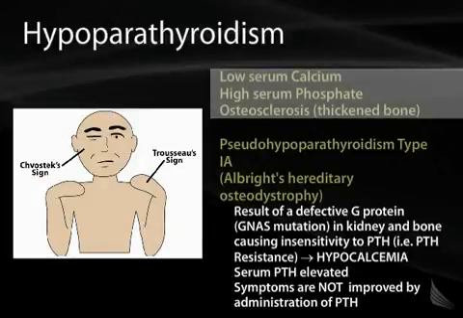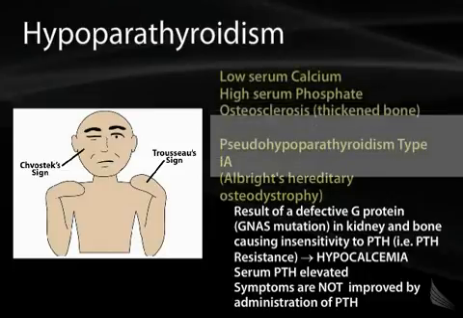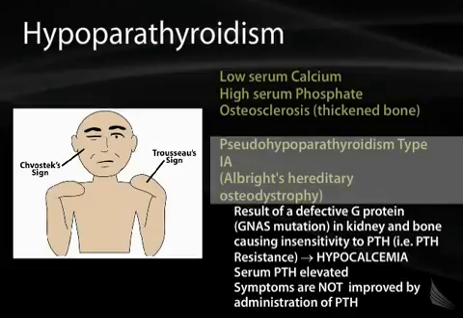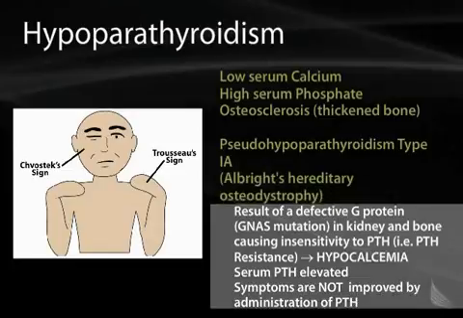Consequences of parathyroid hormone dysregulation can be manifested as either hypoparathyroidism or hyperparathyroidism. In this slide, we'll first talk about hypoparathyroidism. Biochemical manifestations of the low PTH state include low serum calcium, high serum phosphate, and also sometimes the presence of osteosclerosis, or thickened bone. Low serum calcium can be manifested physically as a Chvostek sign or a Trousseau's sign.